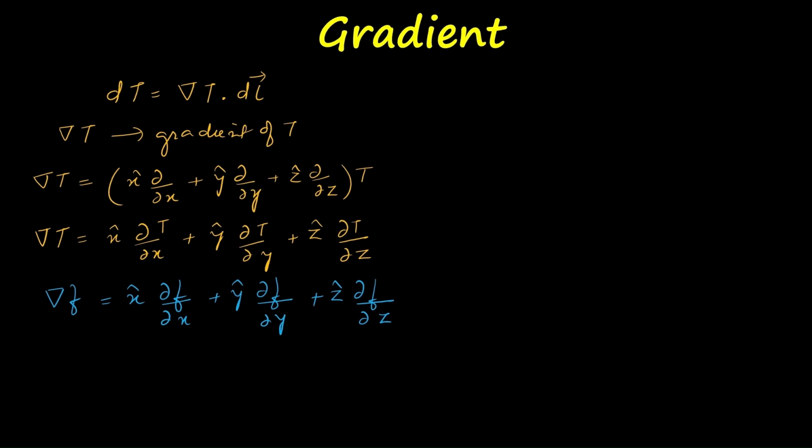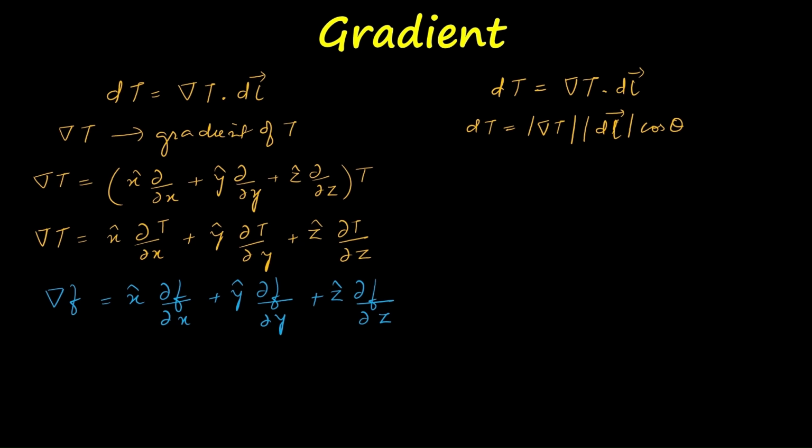Now let us try to understand the physical meaning of a gradient. We will take the same example, that is dT is equal to the gradient of T dot the increment. Now we can write this dot product as the magnitude of the gradient of T, since it is a vector, we can take the magnitude, times the magnitude of the increment into cos of theta. Here theta is the angle between the gradient of T and the displacement vector.